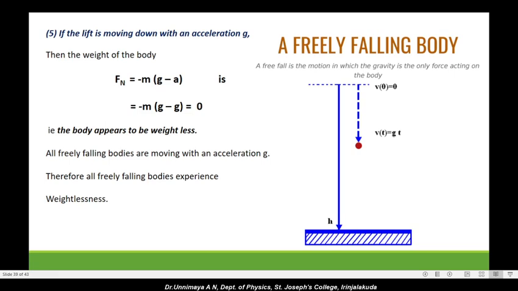The body appears to be weightless, then it is equivalent to a freely falling body. Okay, therefore all freely falling bodies experience weightlessness.